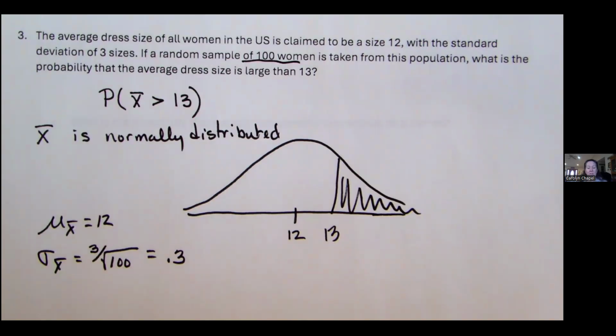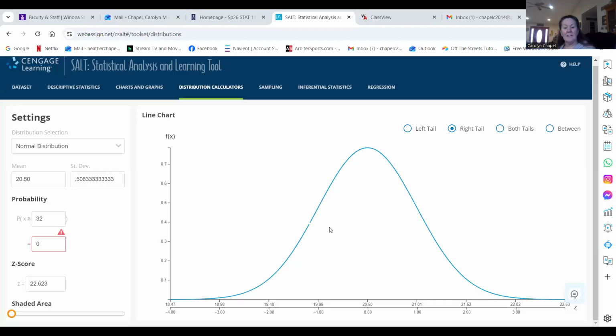Previous years, we would find that z-score and then take that z-score to a table and manipulate the table value. So we're still working with a normal curve. My mean, however, is 12. Our standard deviation, I don't have to worry about rounding this time, is a simple 0.3. And I want to go bigger than 13. And I do get an answer. So we get a probability of 0.00043.